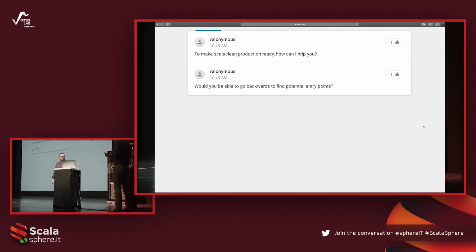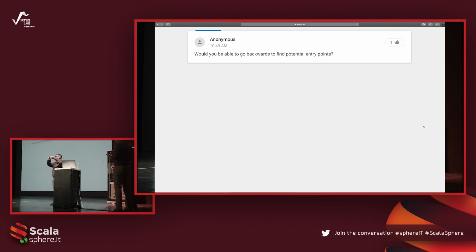Okay. And the last question is, would you be able to go backwards to find potential entry points? Backwards to find potential entry points. You can find the critical points. You can find the points that keep an area alive, which is, I think, sort of what whoever asked the question is saying. So I can find that this method here keeps alive this entire sub-project. So you can sort of work out that kind of entry point. I'm happy to discuss that one offline because I'm not quite sure what information you're trying to gather.